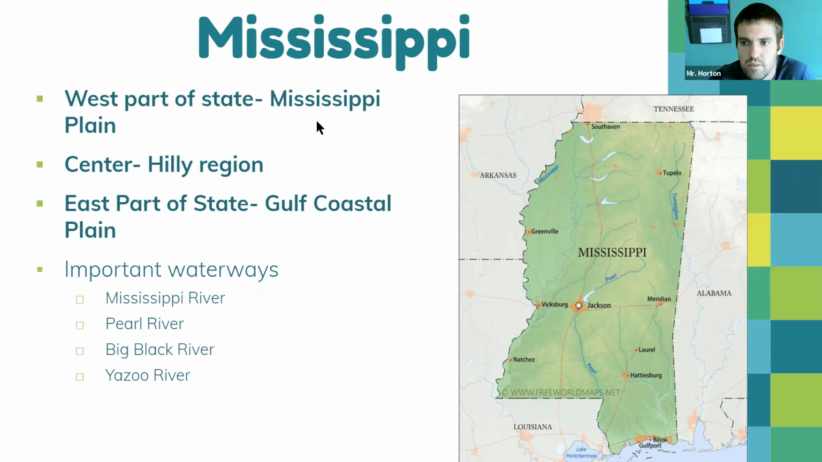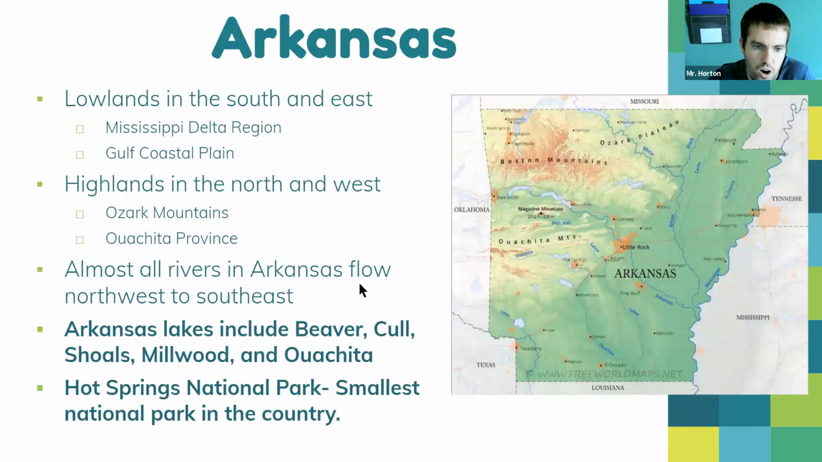All right, we got 2 more. Our second to last one is Arkansas. With Arkansas, you're going to write down these names of the lakes down here. So it's the second to last bullet point. Arkansas lakes include Beaver, Call, Shoals, Millwood, and Alchita.